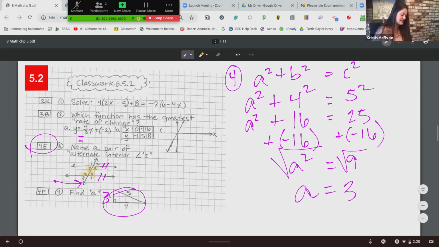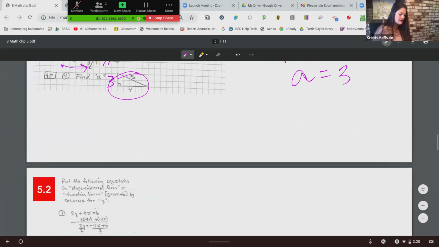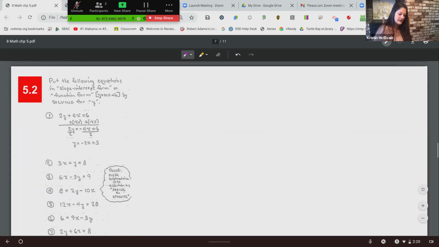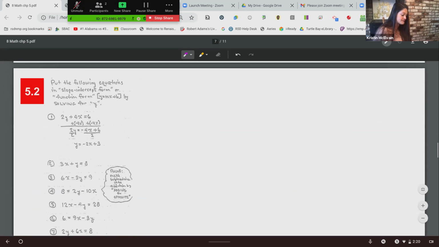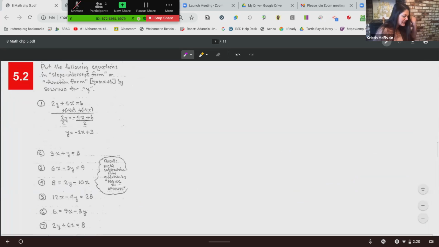All right, and that finishes our classwork, and that brings us to our main assignment, our math work. And hopefully when you look at this, you're like, yes, I got this. So this is what we've really been focusing on this year. So I hope you do have it.